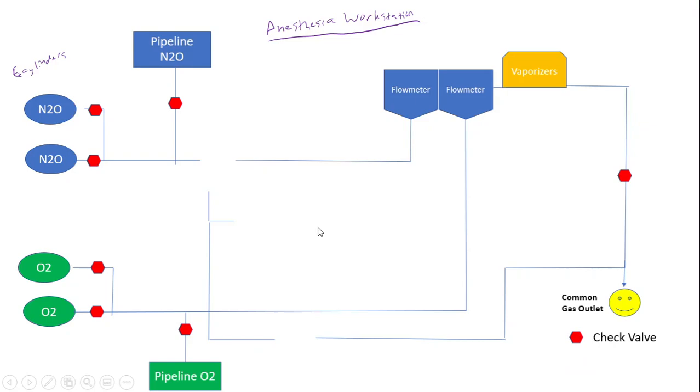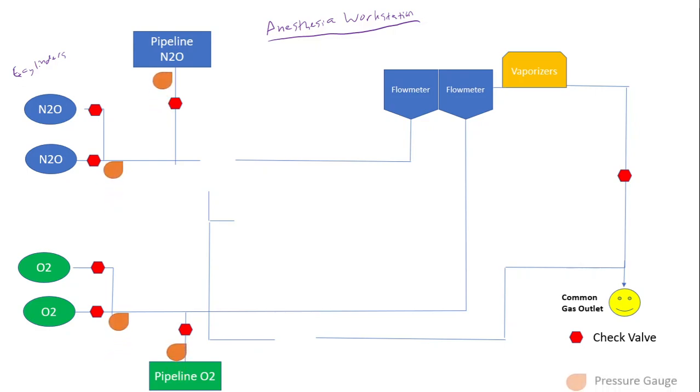So these are our check valves. The next thing we have are pressure gauges. We want to know how much pressure is in each of these tanks, these E-cylinders. We want to know how much pressure comes out of our pipeline because that gives us a good indication for if there is a leak, if there's inadequate supply of oxygen or of nitrous oxide. The pressure gauges will tell us that.